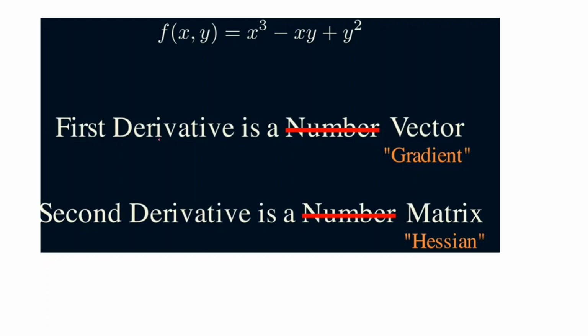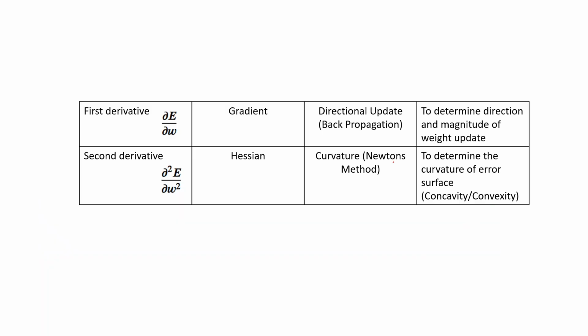As we know, the first order derivative gives a vector, or a gradient, but the second order derivative is a Hessian matrix, in which we arrange the second order partial derivatives of all variable combinations in that function. Summarizing, the first order derivative of the error function with respect to the weight is a gradient, which gives the directional update, and we use the backpropagation algorithm to update the weights.